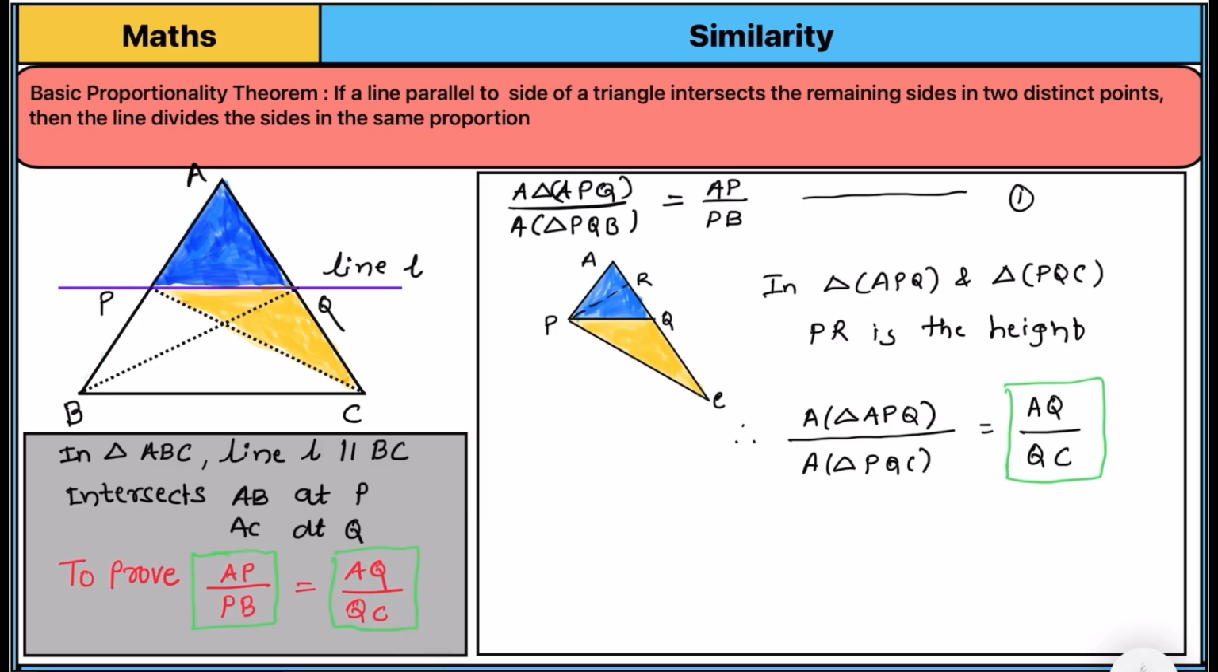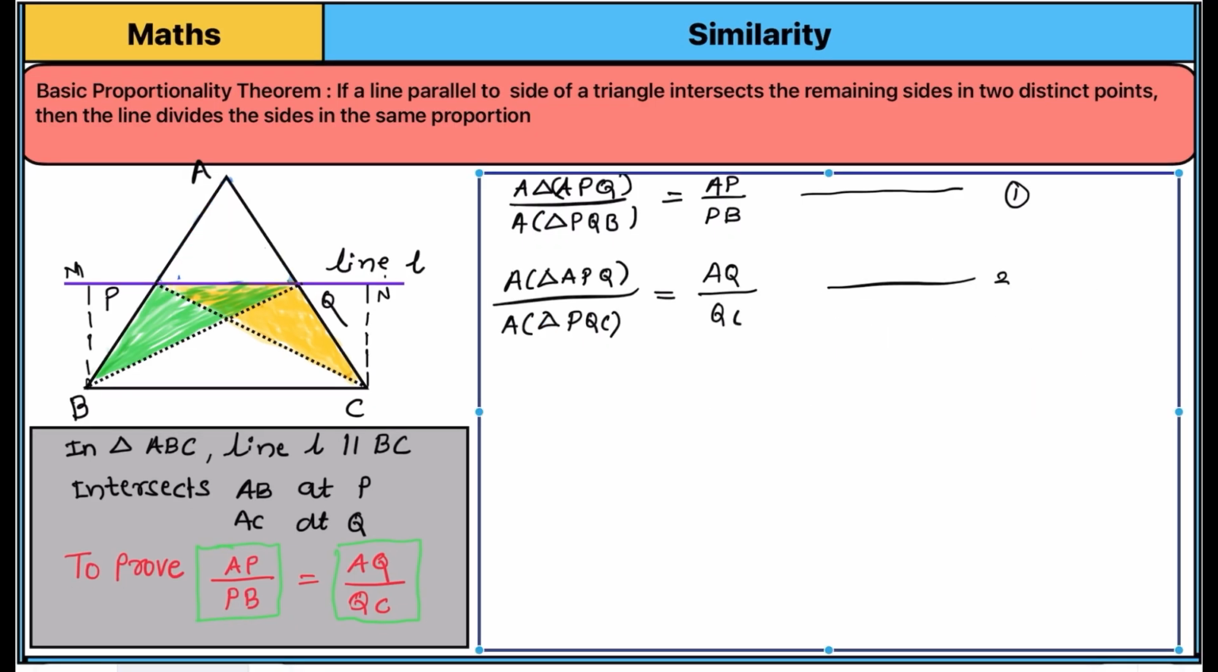But wait, we have got our LHS, we have got our RHS, but we haven't proved LHS is equal to RHS. We will be doing that. Now I want you to pay attention to highlighted triangles, triangle PQB highlighted in green and triangle PQC highlighted in yellow. In triangle PQB and PQC, PQ is common. Let's assume that as a base for both the triangles.